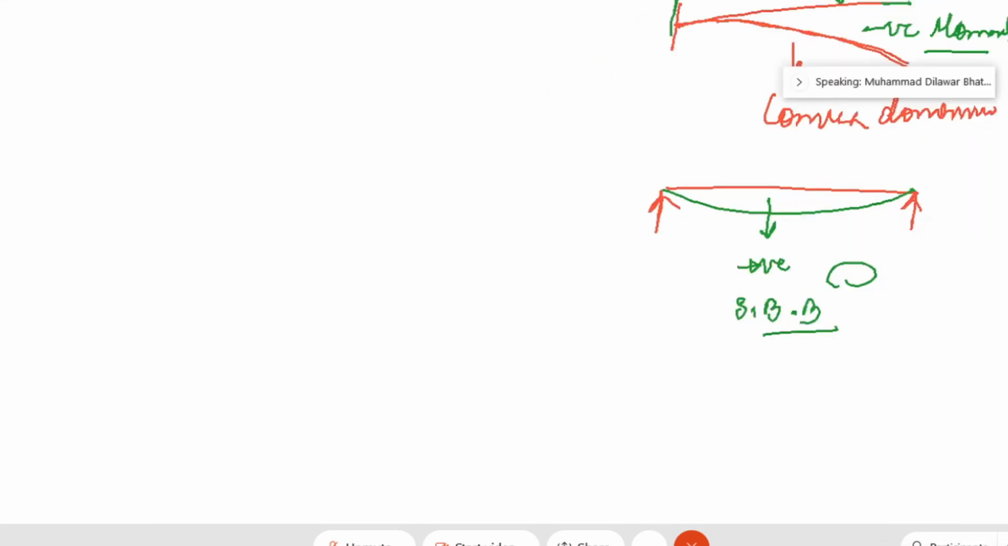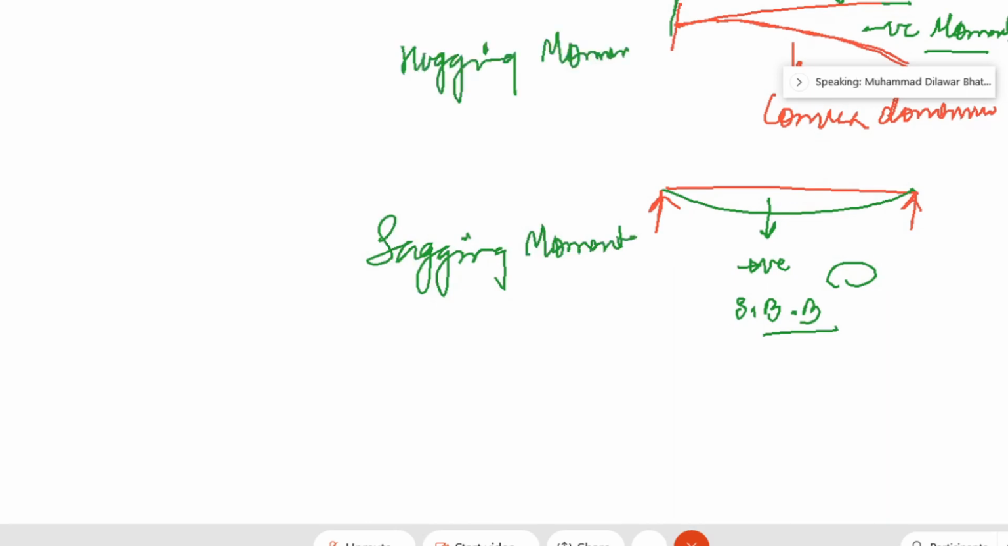This is called a sagging moment, and here it will be called a hogging moment, which is a negative hogging moment. The sign is negative in hogging and the sign is positive in sagging, as per the convention that we have so far. Now, I guess you will be able to check what will be the shear force or the bending moment at various points.